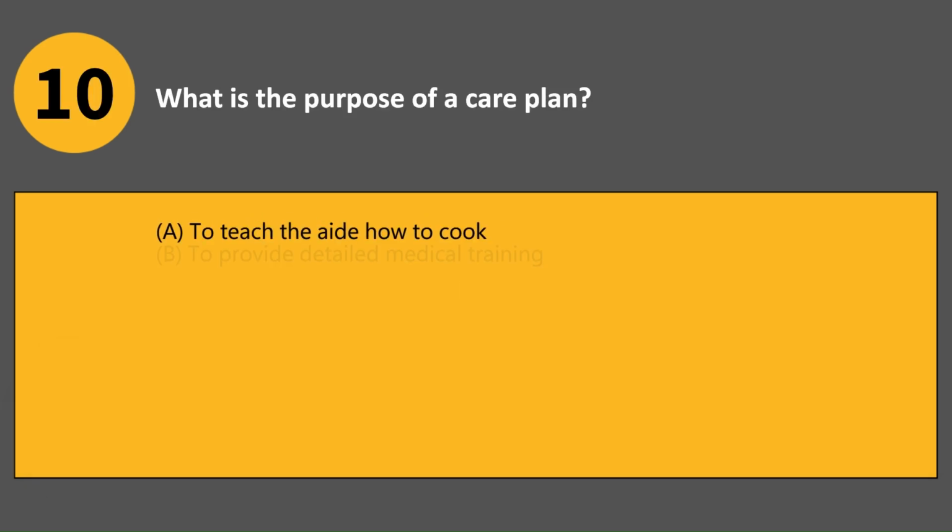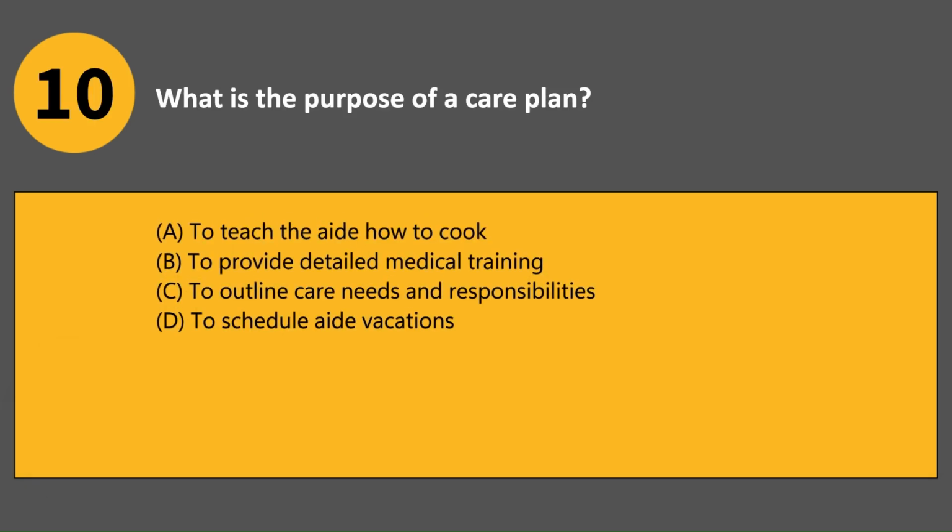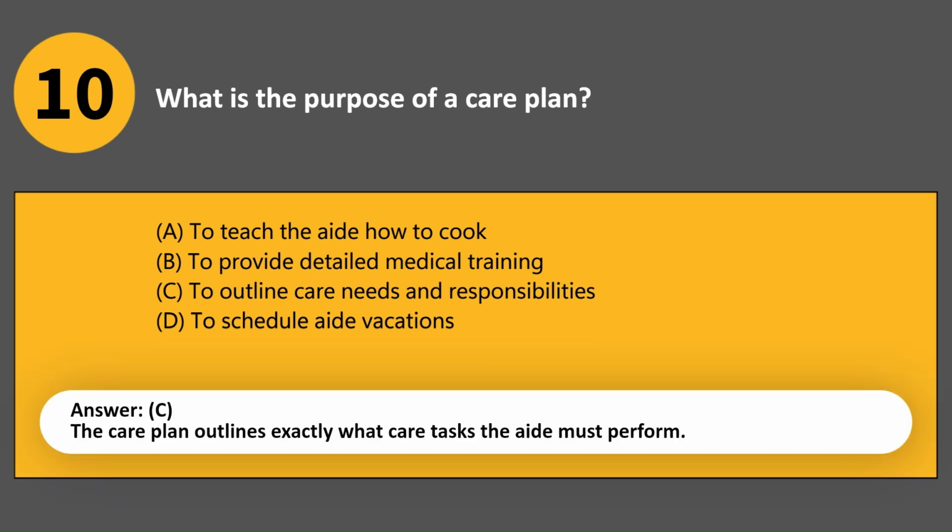What is the purpose of a care plan? A. To teach the aide how to cook. B. To provide detailed medical training. C. To outline care needs and responsibilities. D. To schedule aide vacations. Answer: C. The care plan outlines exactly what care tasks the aide must perform.